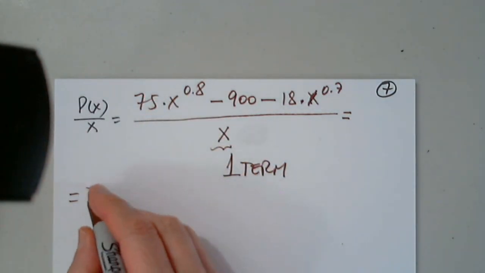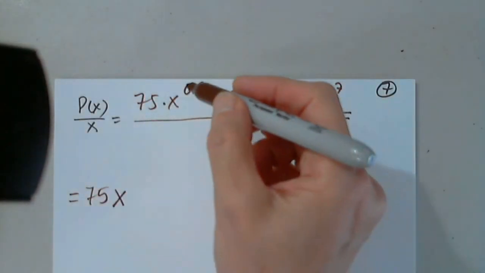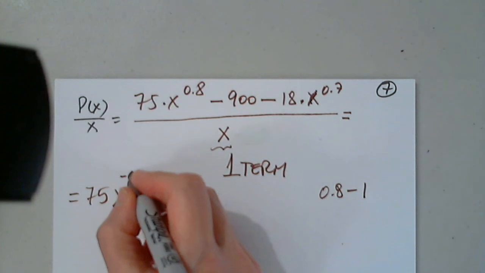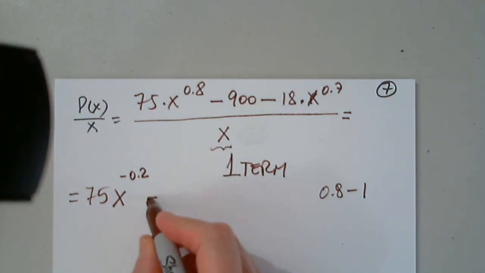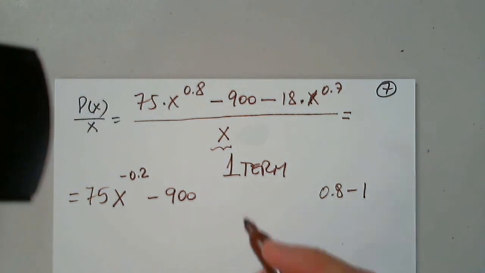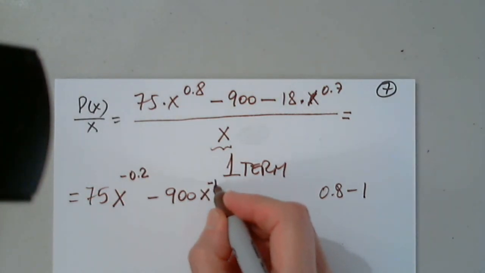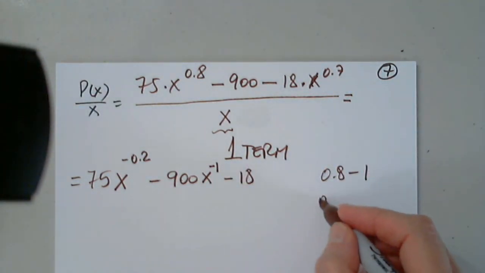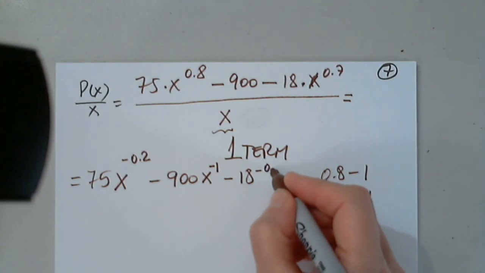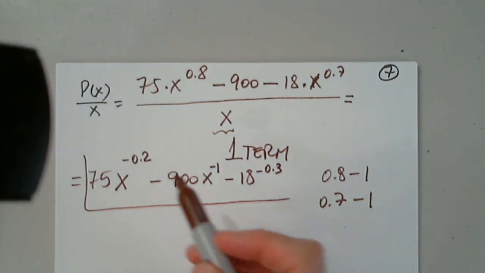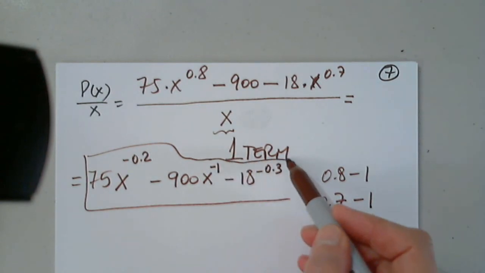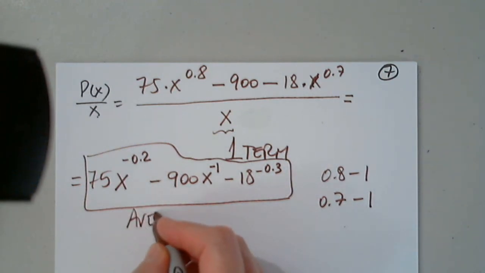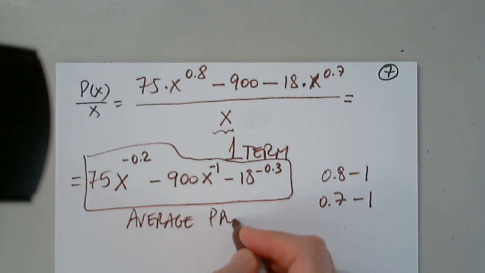75x over x, I copy the base and subtract the exponents. 0.8 minus 1, negative 0.2, minus 900 over x means 900 times x to negative 1, minus 18 x to 0.7 minus 1, which is negative 0.3. This is the simplified form of the average profit.